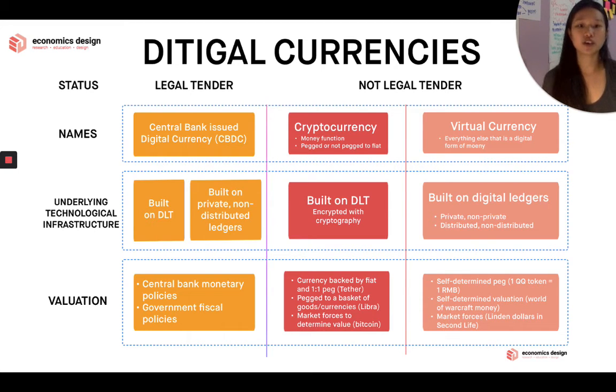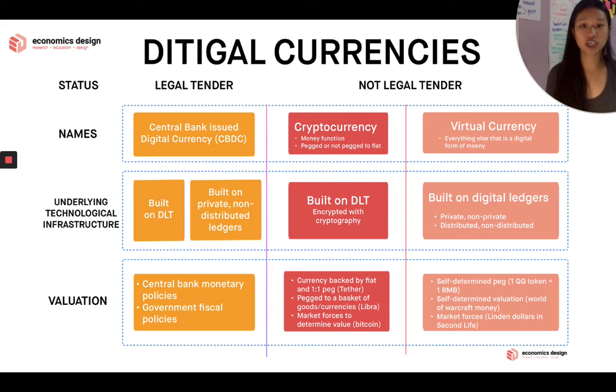When it comes to virtual currency, basically everything else that's not legal tender money and not cryptocurrencies is called virtual currency. So digital currencies is this big umbrella, and then you have central bank legal tender money. You've got not legal, privately issued cryptocurrencies, and then you have everything else, which is virtual currency. The valuation can come in very different ways. It can be a self-determined peg.